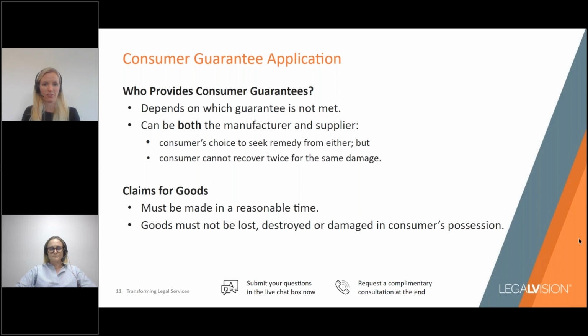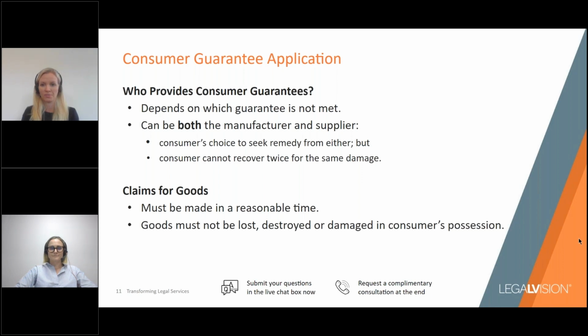If a guarantee is given by both the supplier and the manufacturer, then a consumer can take action against one or both of them, provided that the consumer does not seek to recover twice in respect of the same damage. Any claims by consumers regarding goods must be made within a reasonable time, and the consumer must not have lost or destroyed the goods whilst they were in their possession. As with the guarantees mentioned above by Ellie, a reasonable time means a period of time having regard to things such as the type of goods and the manner in which they are used, so it will be quite case by case.